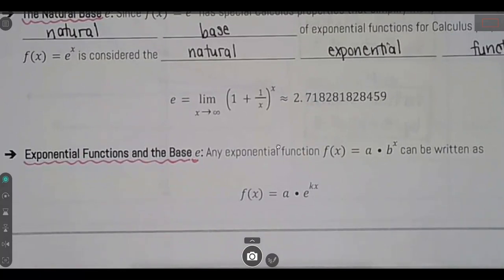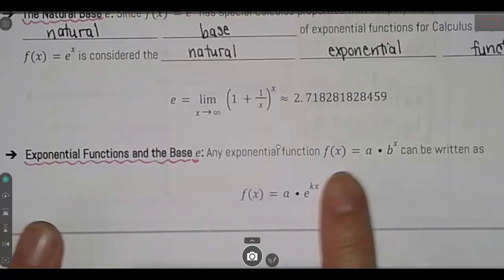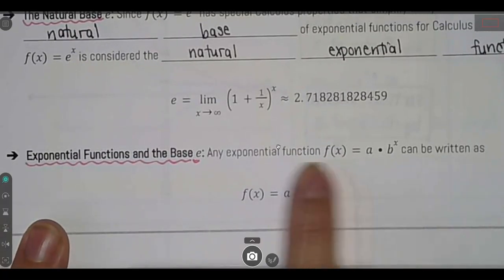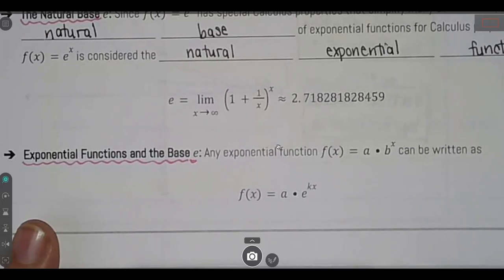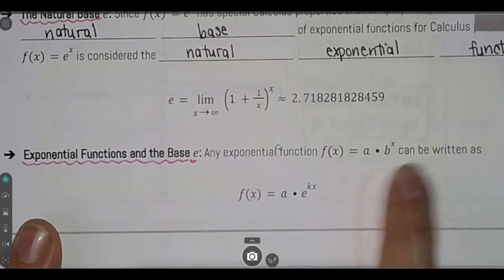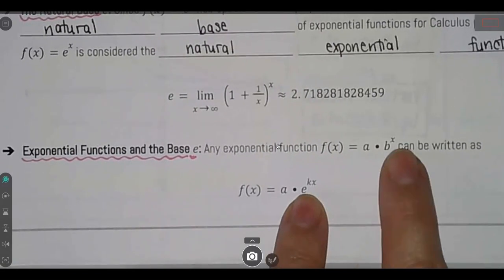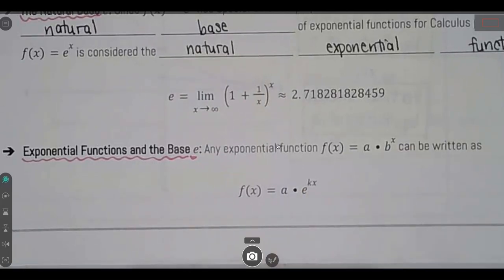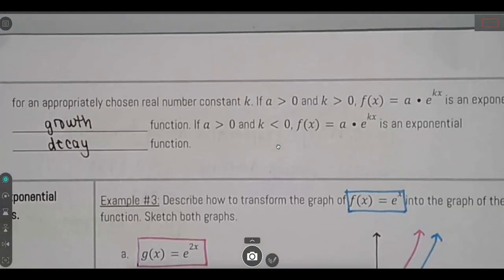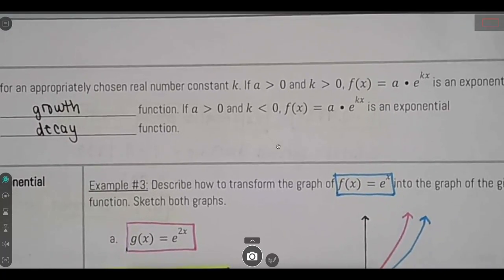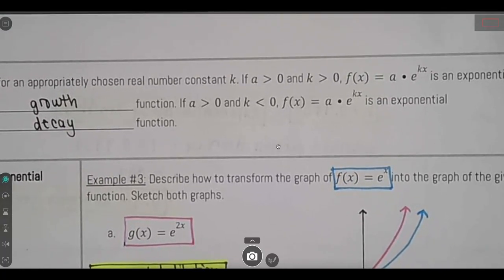Exponential functions and the base e. Any exponential function f of x equals a times b to the x can be written like this if you needed to. So if you had something like this and you needed to convert it to a base of e, you can do that. You just need to figure out what coefficient to put on x in order to make that happen, for an appropriately chosen real number constant k, and this is all the same stuff as regular exponential functions.